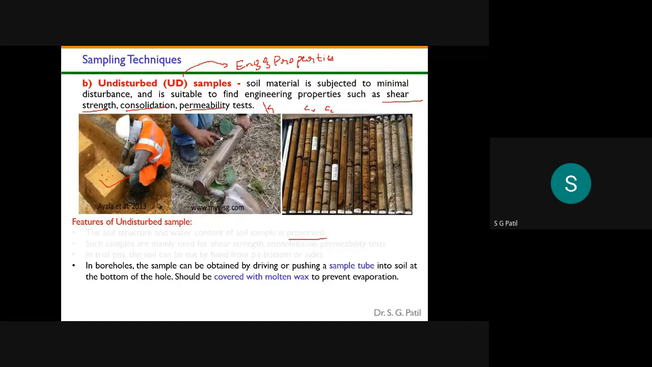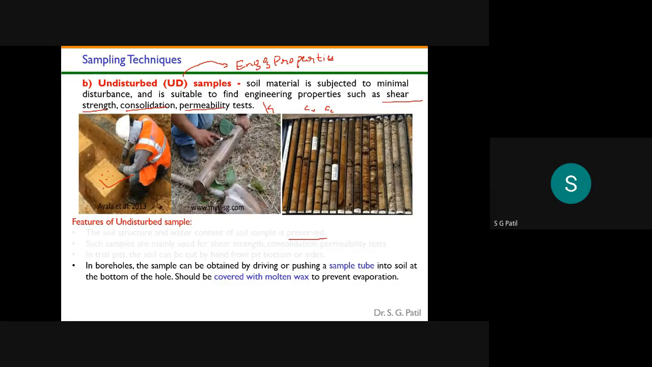Okay, once you get the soil samples from this one, what do you have to do? You have to cover the soil sample in the wax. Why should you use the wax? Because ultimately from the site you have to take these soil samples to the laboratory. By the time you reach the laboratory, whatever water content is there can be evaporated. Sometimes the site will be very far away, maybe a 10-hour journey or a 1 day journey away from your laboratory.